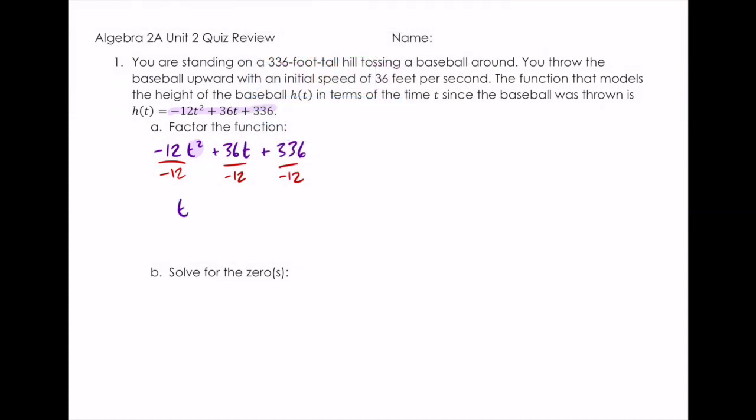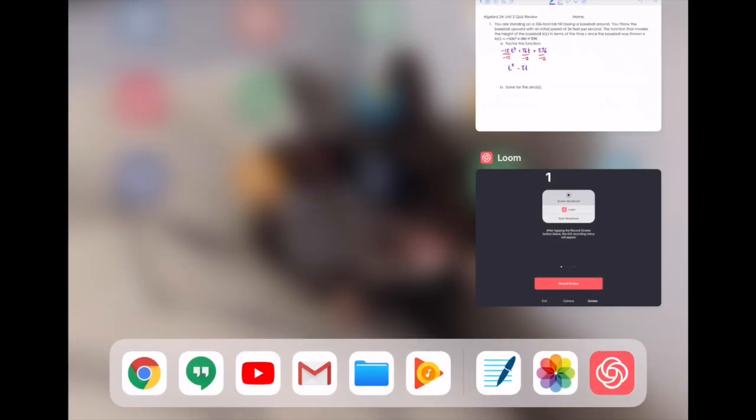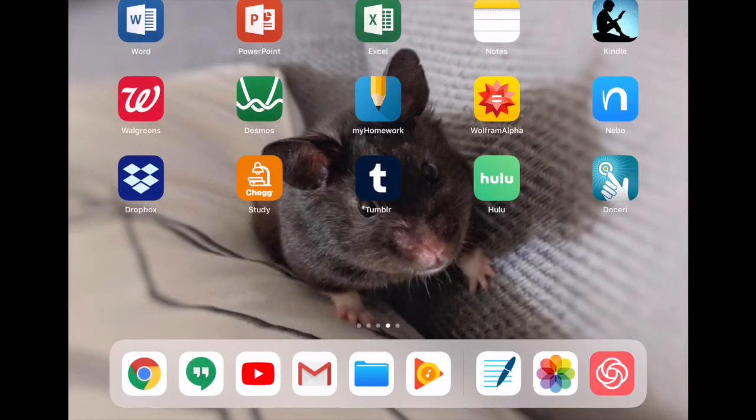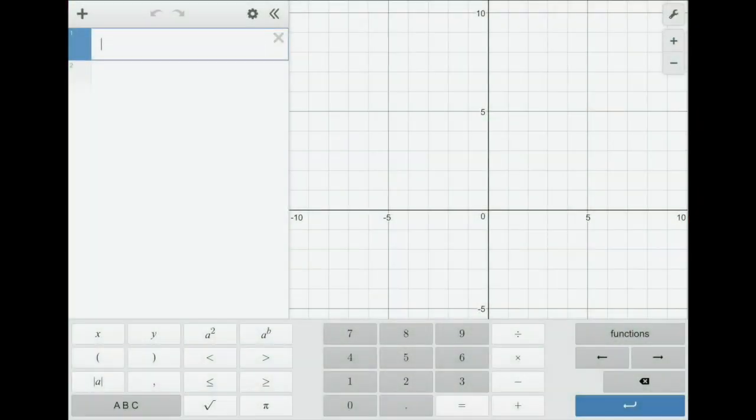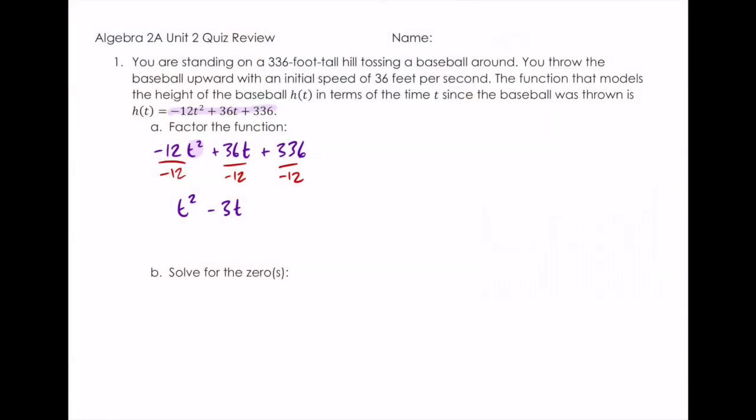Then we'll be left with t squared. 36 divided by -12, well, that's going to be -3. And then 336 divided by 12. So we can use our calculator for this. I'd encourage you to use Desmos here. So let's load up Desmos. 336 divided by 12, that's 28. But let's make that a -28, so -28.